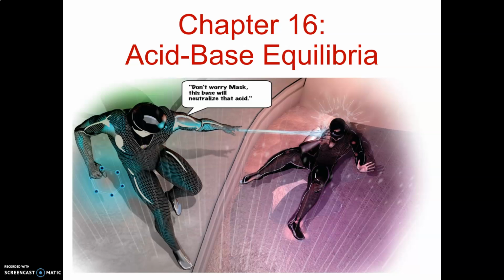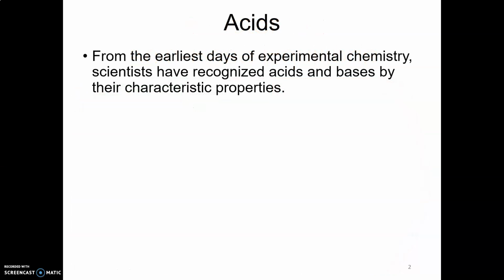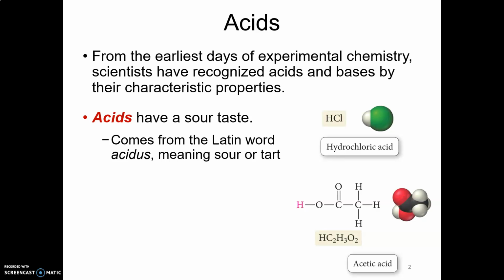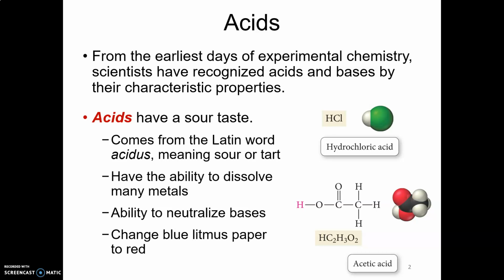So let's talk about acids and bases, all right? We've already introduced these last semester, right? At the end of last semester. We talked about the fact that acids come from the Latin word for sour or tart, from the word acidus. Okay? Acids are really cool. They have the ability to dissolve metals and produce hydrogen gas. You did a lab on this where you got to shoot little rockets, right? Pretty cool stuff. And acids have the ability to neutralize bases and vice versa, right?